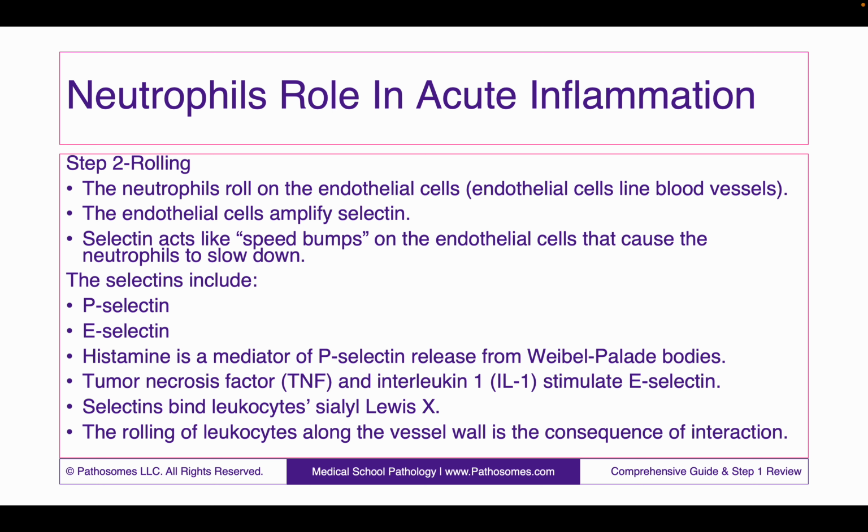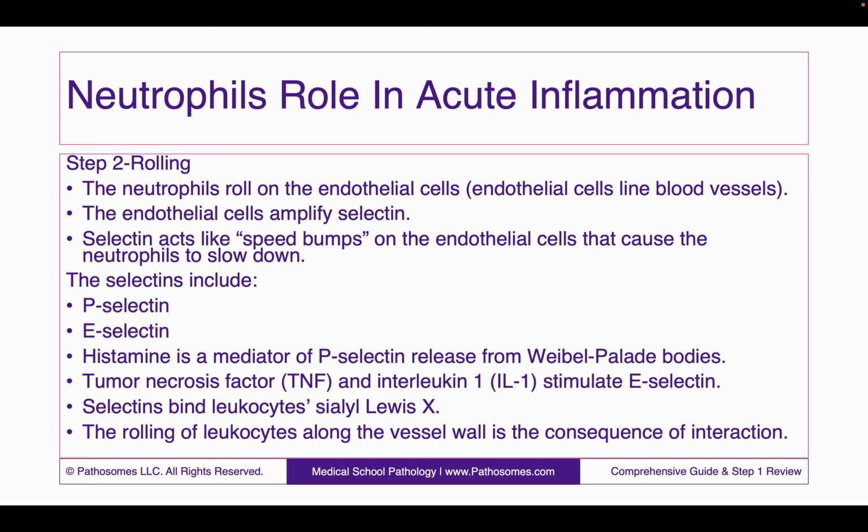Step 2 is rolling. The neutrophils roll on the endothelial cells, those endothelial cells that line the blood vessels. And the endothelial cells amplify selectin. Selectin acts like speed bumps on the endothelial cells that cause the neutrophils to slow down.